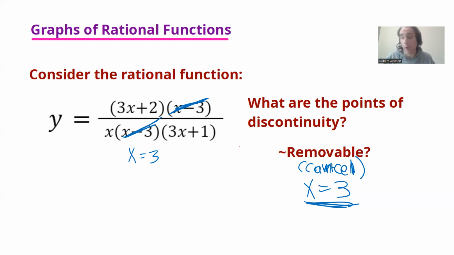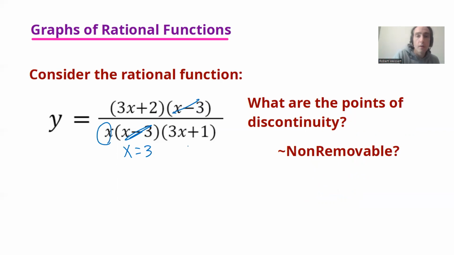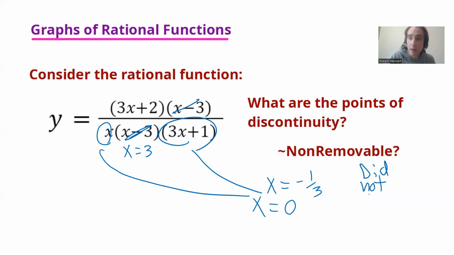So the non-removable ones, those are the ones that did not cancel out. So you notice that 3 canceled out. X equals 3 is one of your restrictions. It's the point of discontinuity. These two, no dice, all right? You don't have a way to cancel those out because there's no x on top. There's no 3x plus 1 on top. So your non-removable points are going to be the restrictions left over from canceling stuff out. So you would say x equals 0 and x equals -1/3. They're all points of discontinuity, but the non-removable ones did not cancel after being factored and simplified.